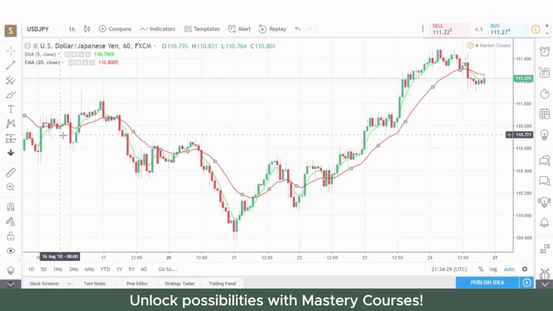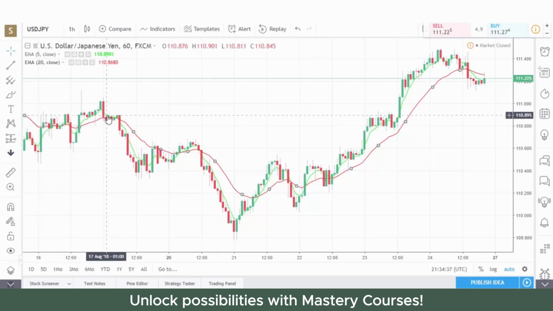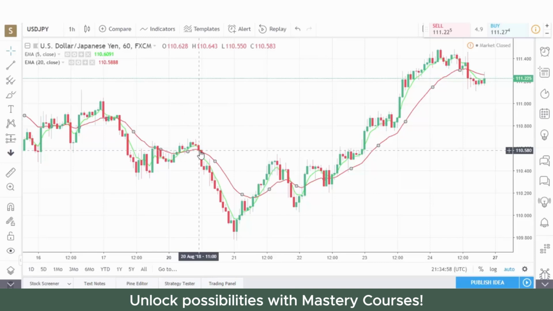And let's look at how that's worked in the past couple of days on the hourly chart in this currency pair. We have a cross of the green line here when the pair was at 110.84. We'll see the pair sold off. We have another cross to the upside at 110.56, which lasted only a short time, a couple of hours.